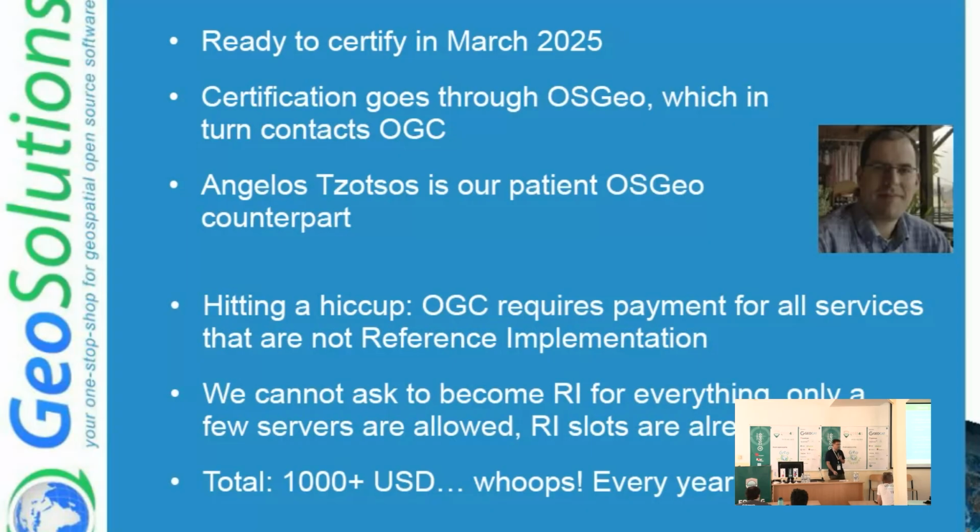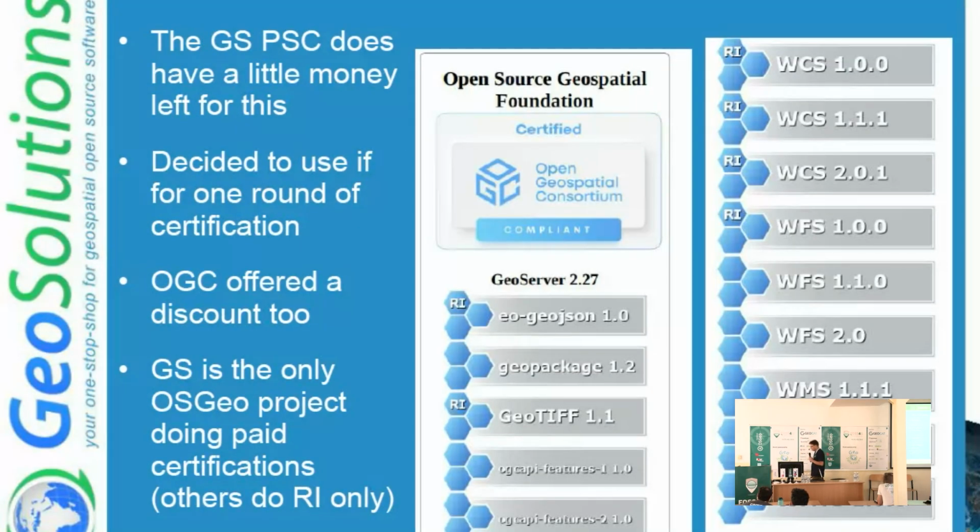So to certify, you have to pay $150 per standard, unless you are a reference implementation. And there are 3 reference implementation slots for each service. Guess what? Many of the reference implementation slots are already busy. So we discussed, do we pay? Do we not pay? Well, for once, we pay. And then OGC offered a discount too. Eventually, we got certified. And this is our new certification logo, which appeared on the website a few days ago.